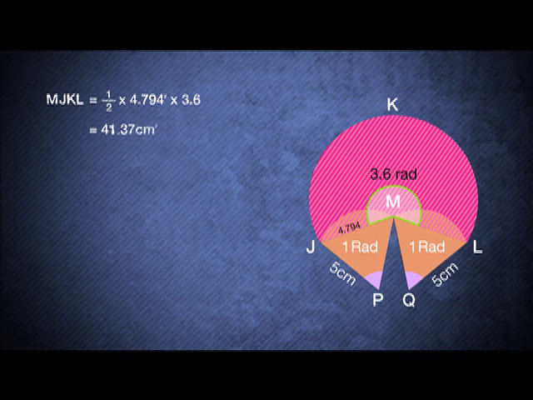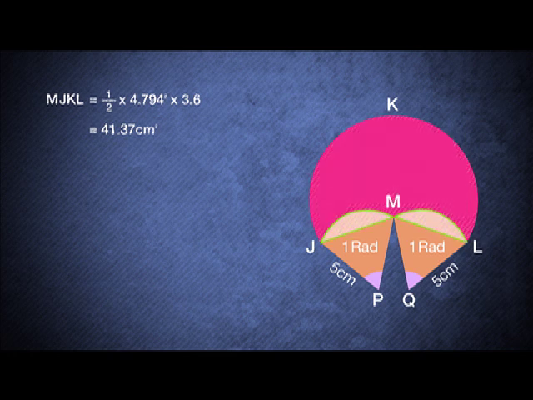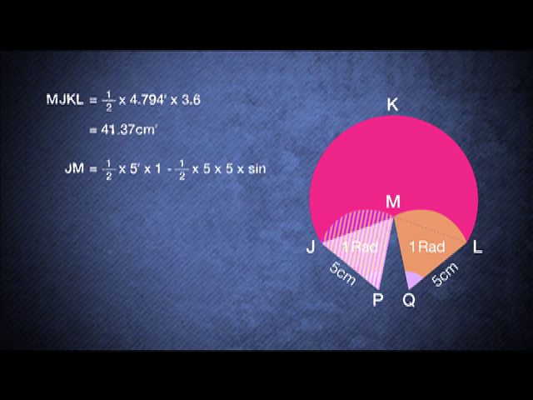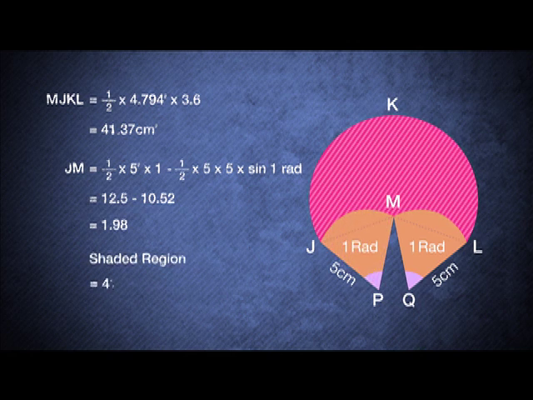squared. Now, the tricky bit is calculating the area of segment JM and ML, so we can minus that from MJKL's total area. So segment JM equals half times 5 squared times 1 minus half times 5 squared times sine 1 radian, giving us 12.5 minus 10.52, which is 1.98. There are two segments, so the shaded region equals 41.37 minus 2 times 1.98, giving us 37.41 cm squared.